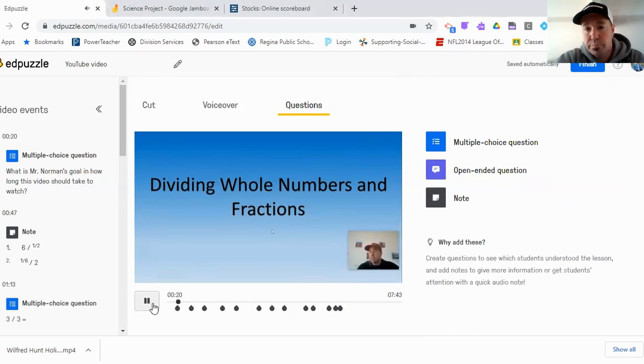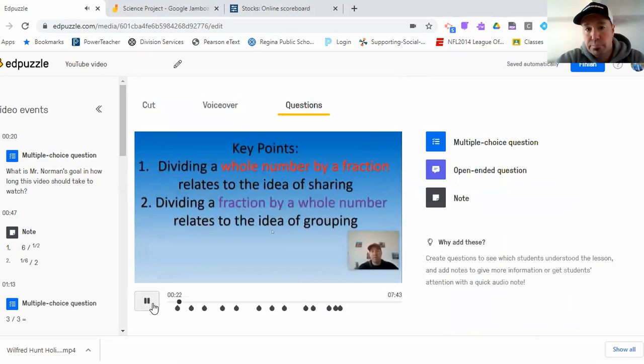Let's take a look at today's lesson. Two key points to think about today. You're going to see examples where we divide a whole number by a fraction. When that happens, I just want you to think about sharing. So like 3 pizzas divided by half slices. How many slices does each person get, right?